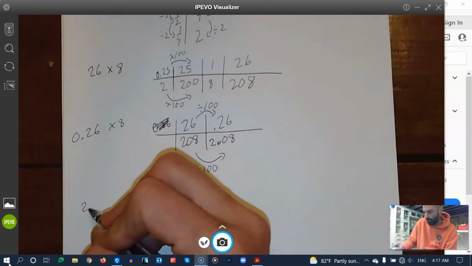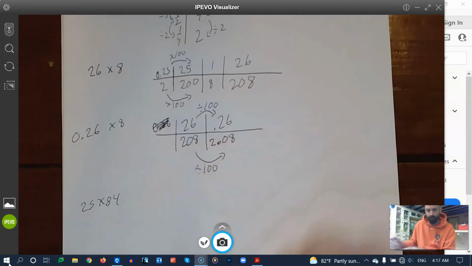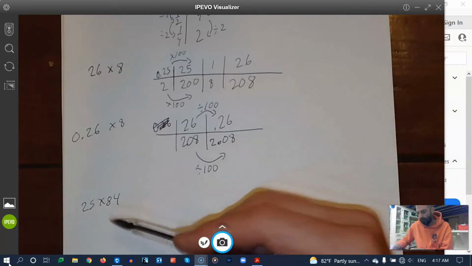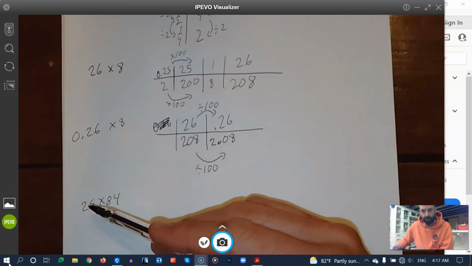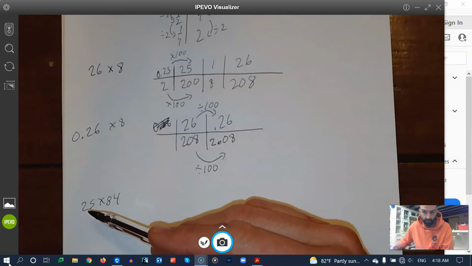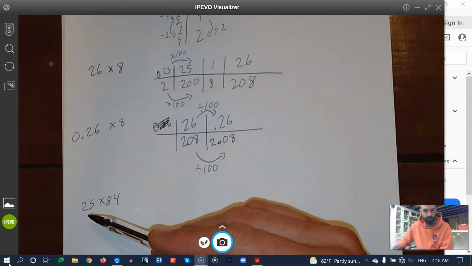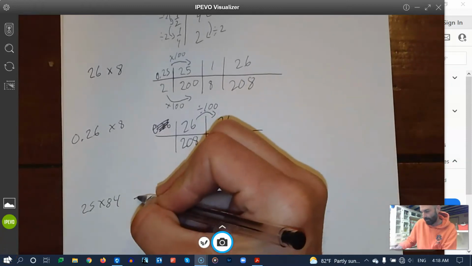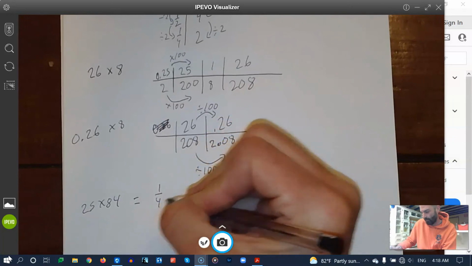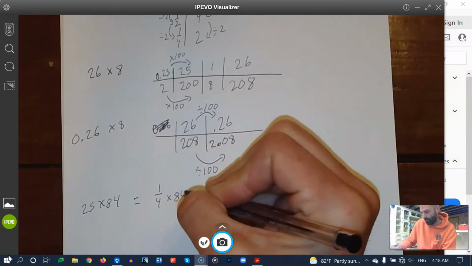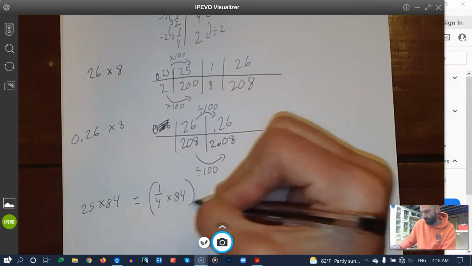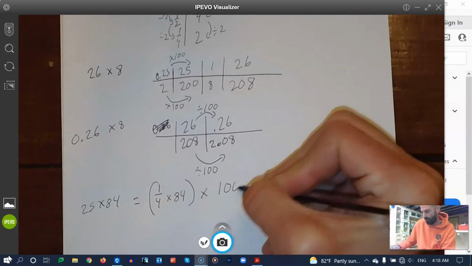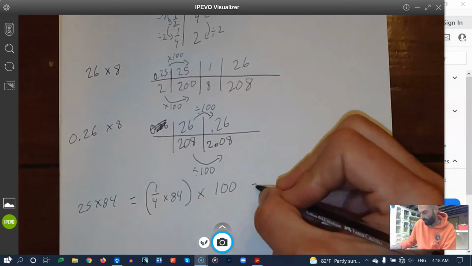All right, what about the problem 25 times 84? How can you take all of this thing that we're learning and think about this problem? And I'm going to solve it in 3, 2, 1. Well, again, what do I know about 25? I know 25 is 100 times 1/4, right? 0.25. If I think of 1/4 of, so we can look at this as 1/4 of 84 times 100.